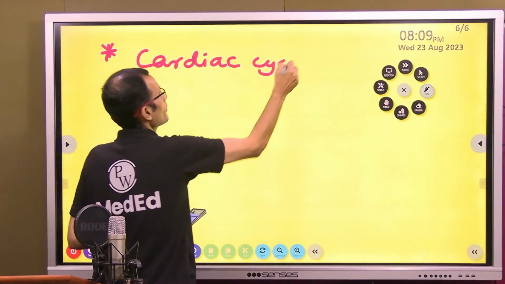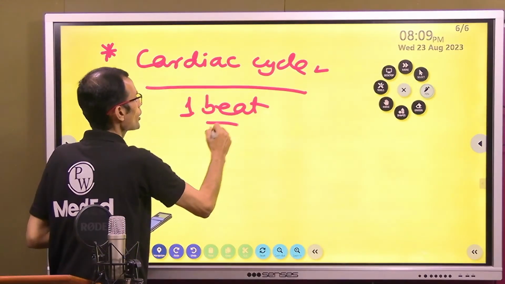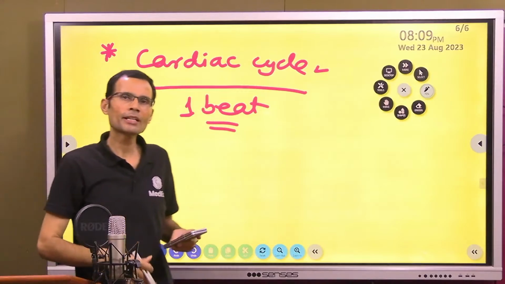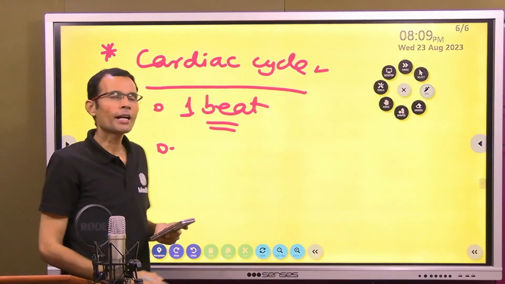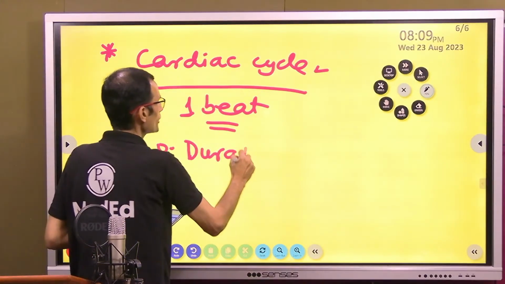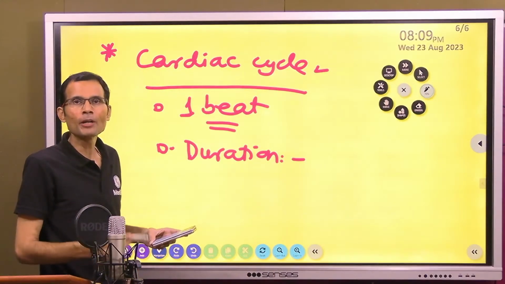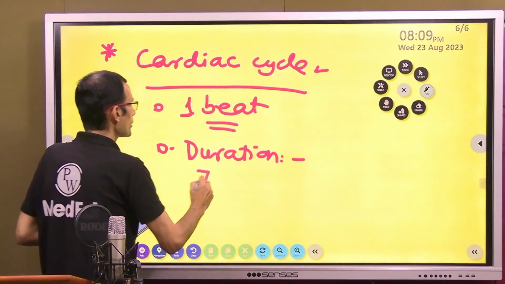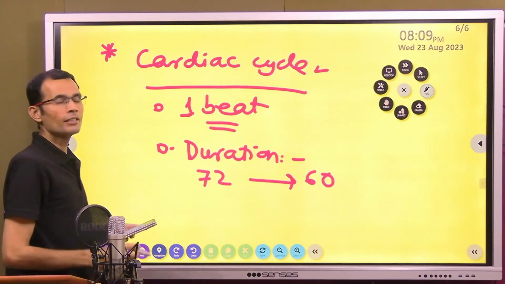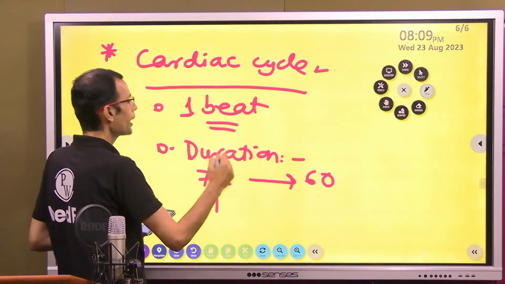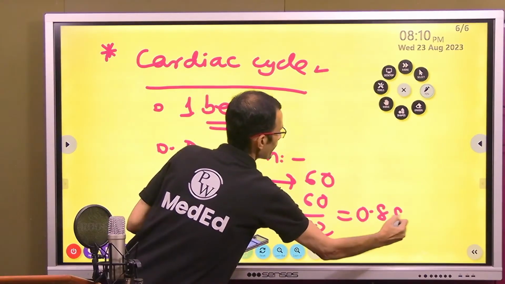Cardiac cycle means what? One beat: the changes that occur in one heartbeat, repeated cyclically in the subsequent beat. Duration of the cardiac cycle: if the heart rate is 72 beats per minute, which is the normal heart rate, that means 72 beats occur in 60 seconds. Then what is the duration of one heartbeat? It is 60 upon 72, and that is 0.8 seconds.